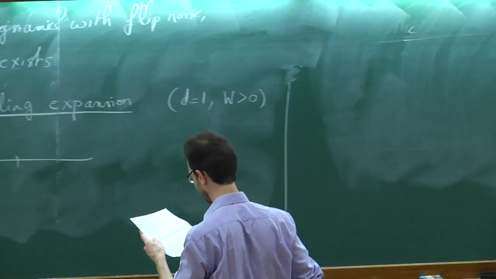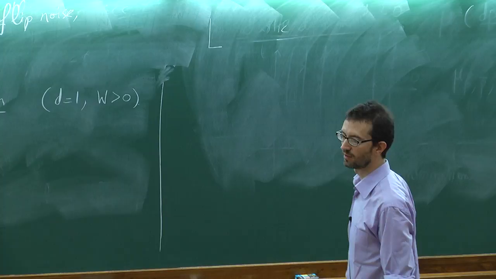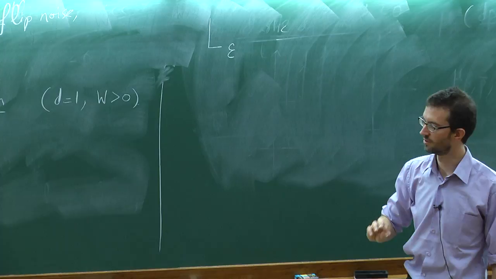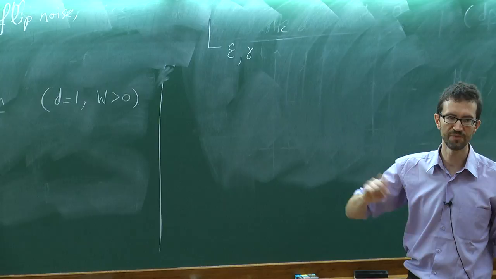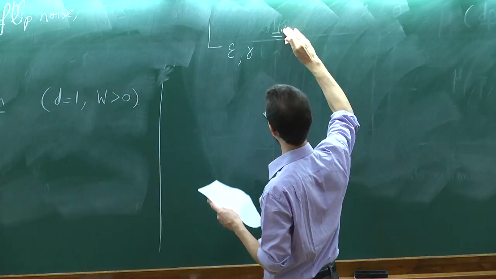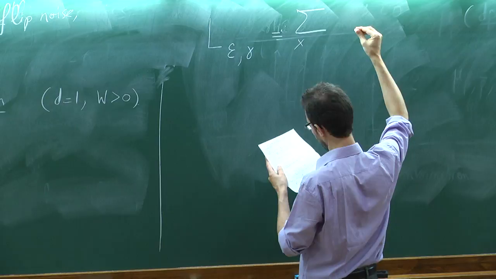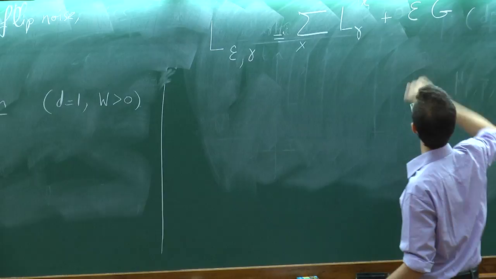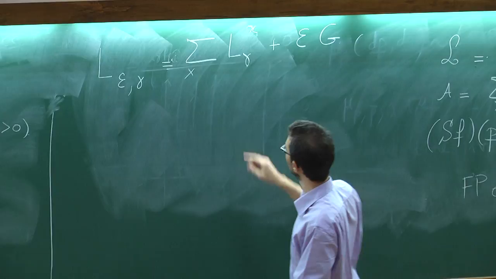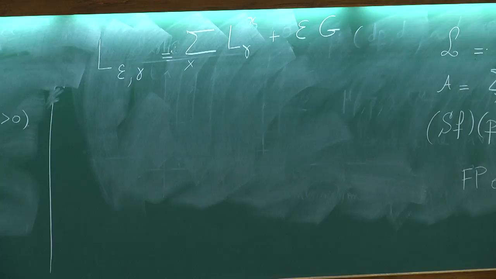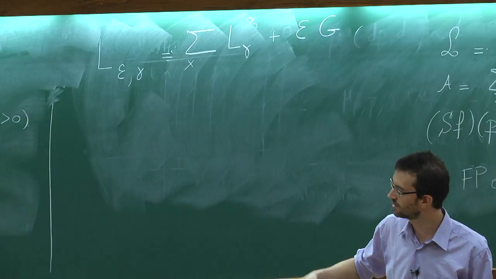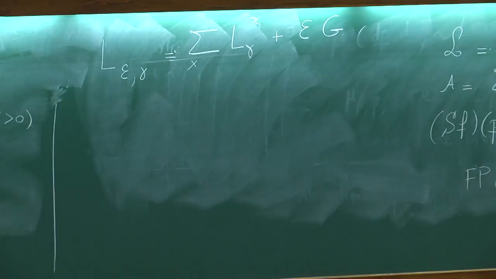Now the generator of the dynamics will depend on two parameters, which are epsilon, which is the coupling between the atoms, and also gamma. Gamma is the strength of the flip noise. And what is the generator? It is given by the sum over x of what I will denote by L gamma x plus epsilon G. So all the coupling is contained in this operator G. So here is the generator of the dynamics when you don't have any coupling. When you don't have any coupling, all the particles evolve independently without any interaction. So on each site you have a particle evolving with some potential W and with the flip noise.